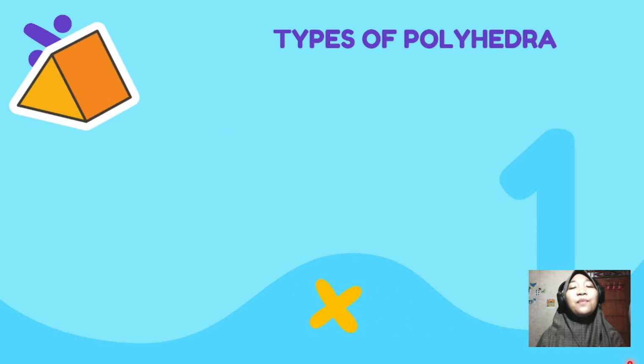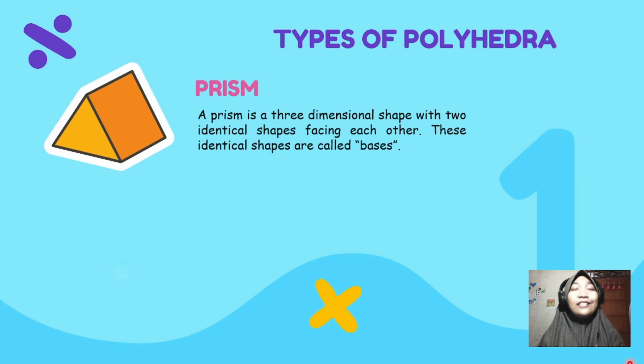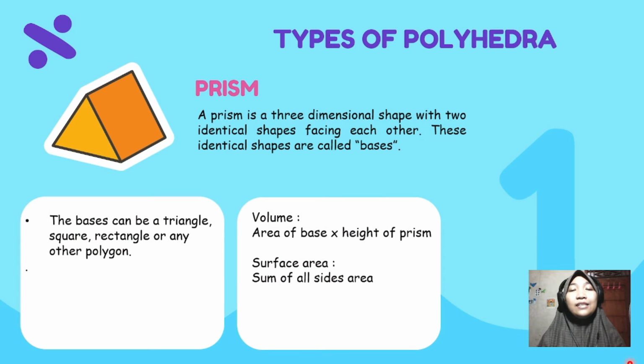The next slide is about types of polyhedra. First is prism. Prism is a three-dimensional set with two identical shapes facing each other. These identical shapes are called bases. The bases can be triangle, square, rectangle, or any other polygon. Okay, look at the picture. This is an example of triangle bases.